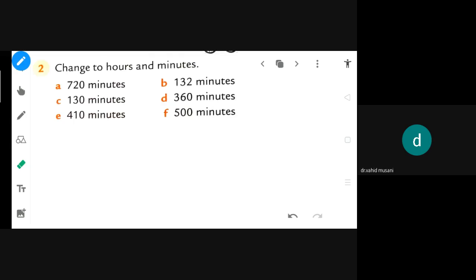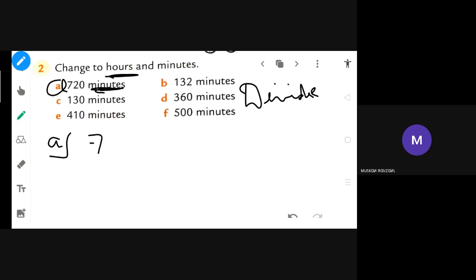Okay. So now the next question. Here we have to convert minutes to hours. So here, is it bigger to smaller or smaller to bigger? Smaller to bigger. We have to do division. So first one I am doing, A, 720.